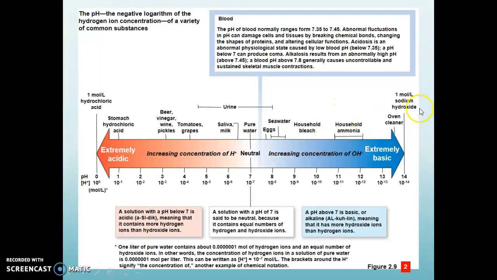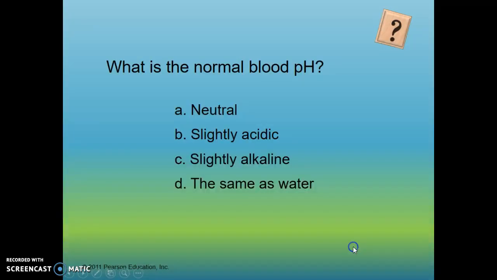So here you have ammonia, oven cleaner, bleach is basic. Pure water is neutral. Urine, the pH of urine depends on your state of health. It will change from day to day depending on what you're eating, medications you're taking, and so on. What is the normal blood pH? It was 7.35 to 7.45, or slightly alkaline. Alkaline is another word for basic.